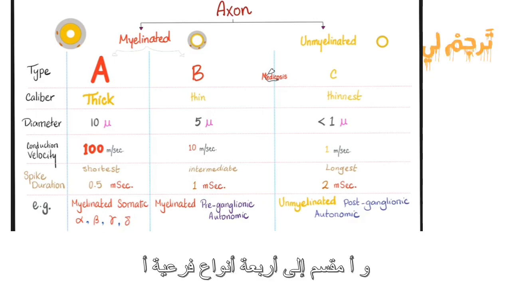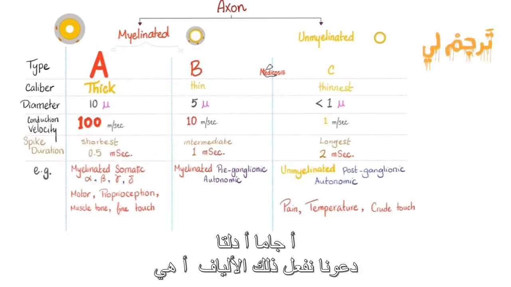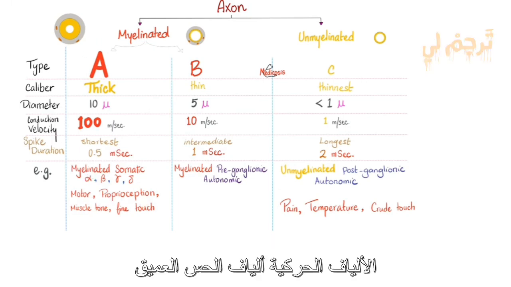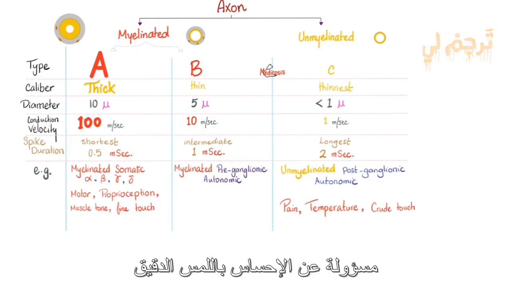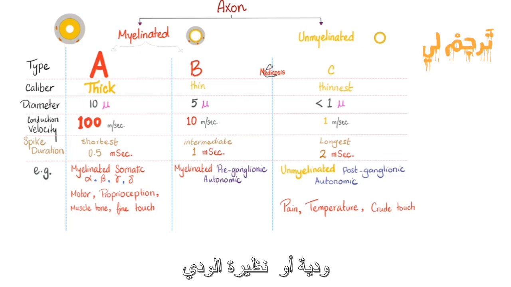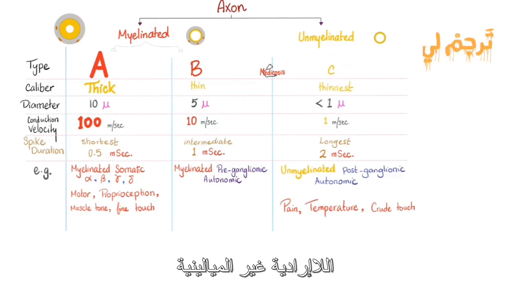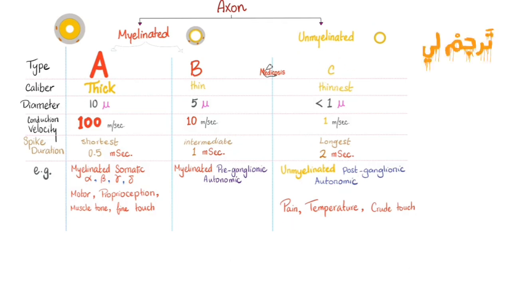And A is divided into four subtypes: A alpha, A beta, A gamma, A delta. Let's do it. A fibers are the myelinated fibers, motor fibers, proprioception fibers, muscle tone fibers, and the fibers responsible for fine touch sensation. How about B? Preganglionic autonomic. Could be sympathetic or parasympathetic. How about the unmyelinated thinnest, which is C? Unmyelinated postganglionic autonomic. Could be sympathetic or parasympathetic. They also carry pain, temperature, and crude touch.